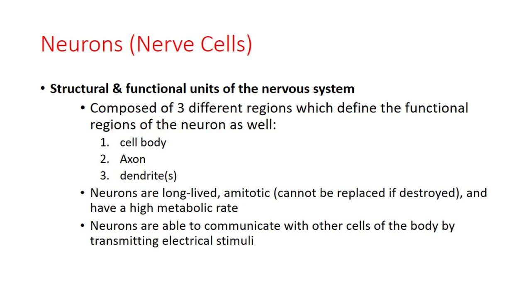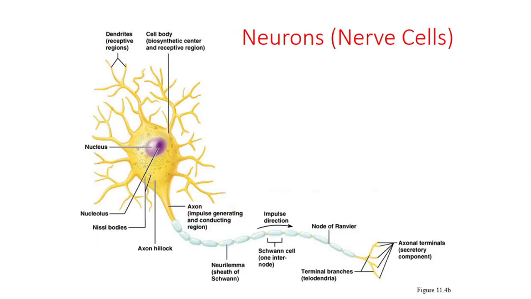So let's look at an actual neuron. So here's a neuron, or nerve cell. You can see we have the big yellow cell body with the nucleus and a nucleolus. We also would have all the general organelles that we expect in cells of the human body. But we also have dendrites, which are a shorter cell projection that is the receptive region of the cell, whereas the cell body, or soma, is the biosynthetic center of the cell.